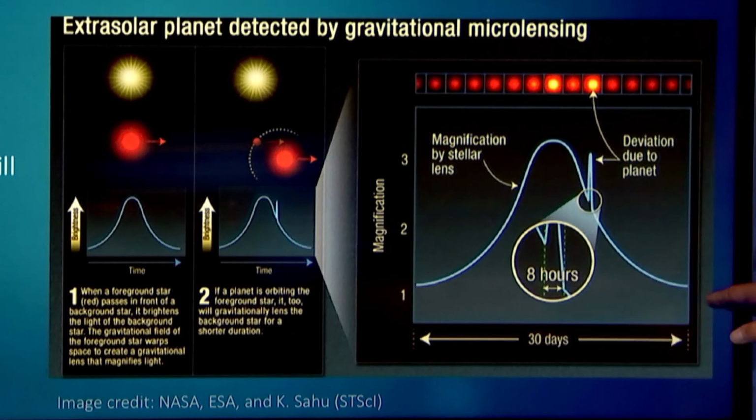The length of the lensing event reflects the mass of the object. So the star causes a slower lensing event than the planet, which is quite quick. So this little extra blip on the lensing curve caused by the planet often only lasts a few hours. So very detailed, exquisite observations are required to see this.